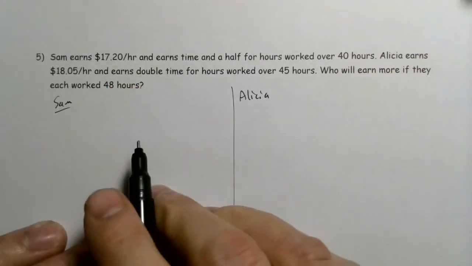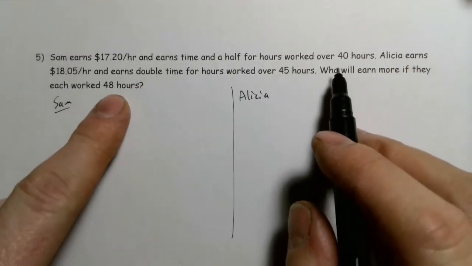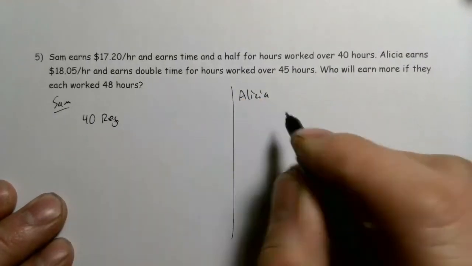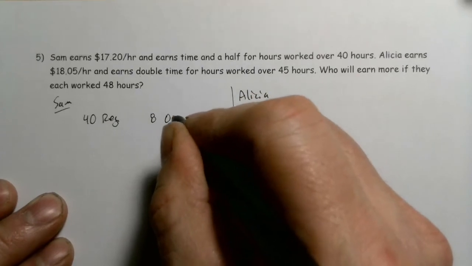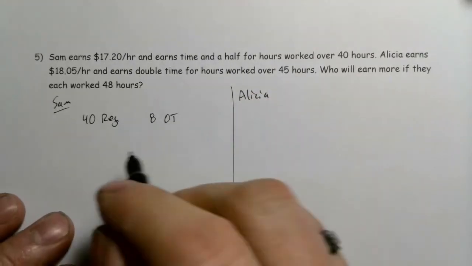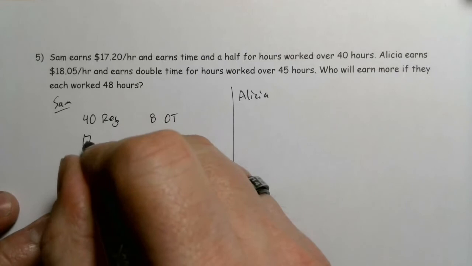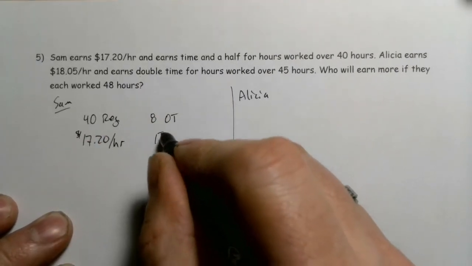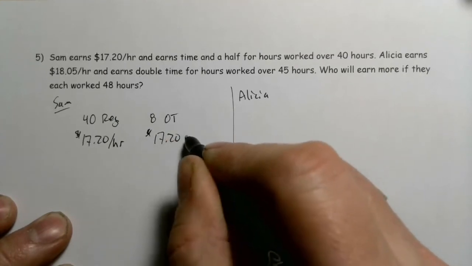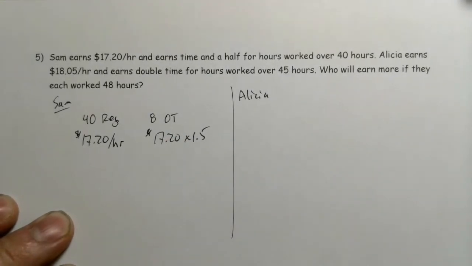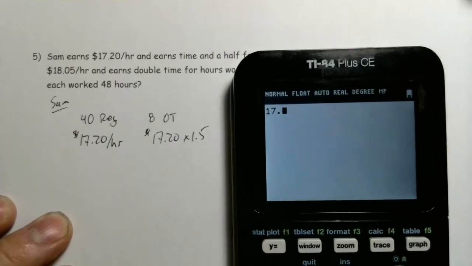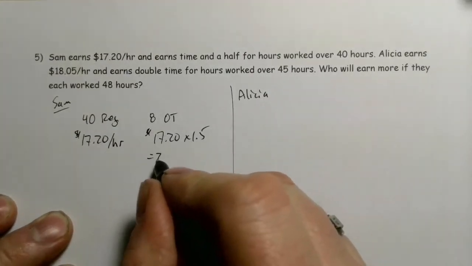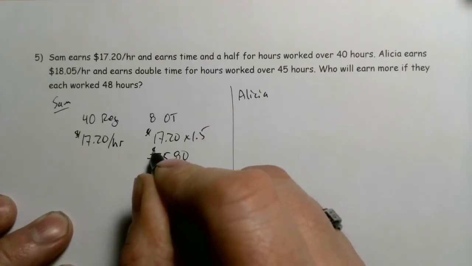So first of all, Sam, they both worked 48 hours. So Sam has 40 regular, and then he would have 8 overtime. He is getting $17.20 per hour, and then he's getting $17.20 per hour multiplied by 1.5. So let's just do that. 17.20 multiplied by 1.5. So he's actually going to get $25.80 per overtime hour.